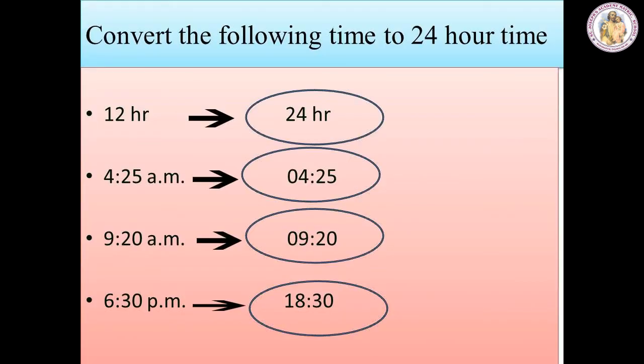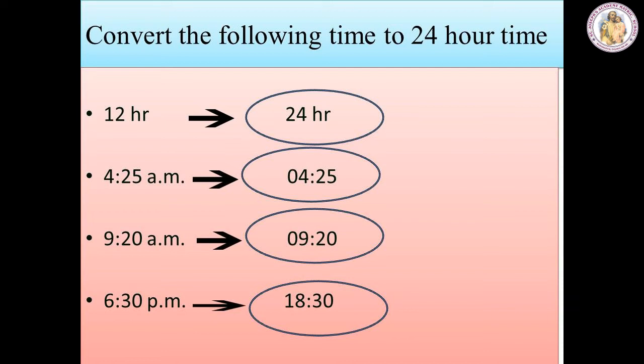Convert the following time to 24-hour time. We have to add 12 hours to convert into 24 hour. For 4:25 AM, the same 4:25 will come. Third sum, 9:20 AM, the same 9:20 will come.